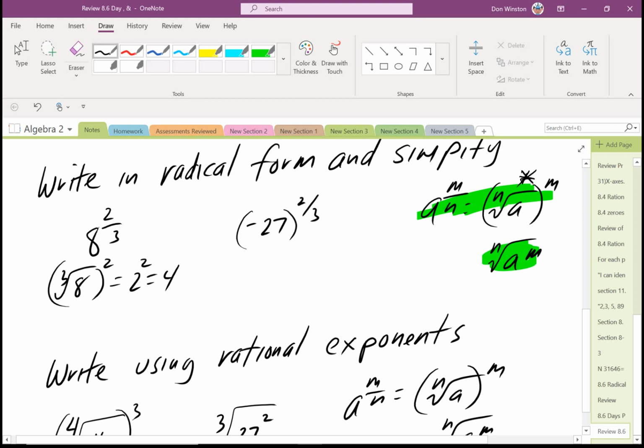And then the next one here, this would be the cube root of minus 27 raised to the second. The cube root of minus 27 is negative 3, squared, and that will equal 9. So those are my answers there.